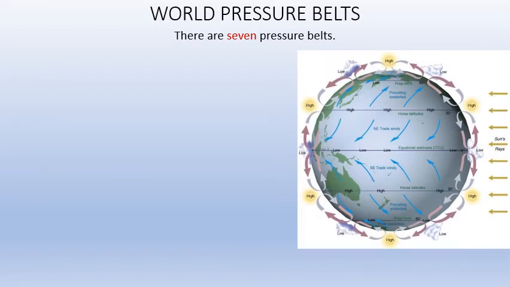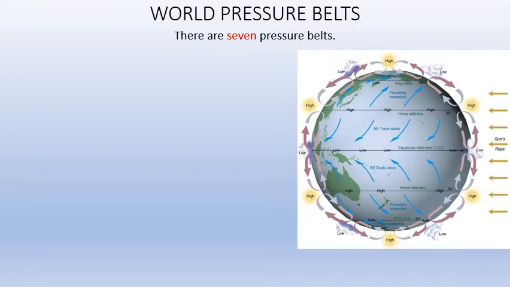This diagram would be a little bit tricky, but it is very simple for you to understand. I'll explain the diagram and then we'll go into all the 7 pressure belts. First we know that we have maximum temperature on the equator. Since temperature and pressure are opposite, wherever there's high temperature we'll write low pressure, wherever there's low temperature we'll write high pressure. So on the equator there is high temperature, so we are writing low all over the equator.